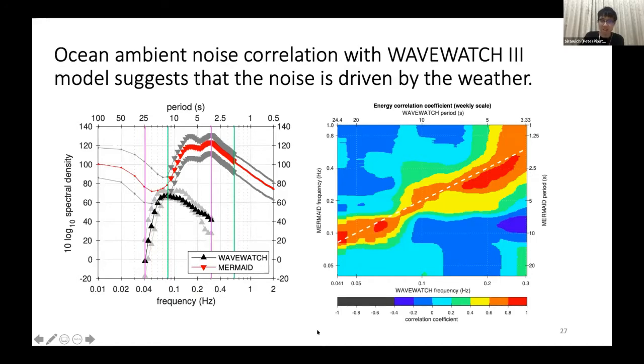And it also shows in the right figure, which is the energy correlation coefficient plot over a year. Notice that the WaveWatch frequency is on the x-axis and the MERMAID is on the y-axis. And the correlation coefficient is highest along the double frequency line, which is marked as the white dashed line, which suggests that the noise we see deep down in the ocean recorded by the MERMAID is indeed generated by the weather at the surface. Okay, next slide, please.